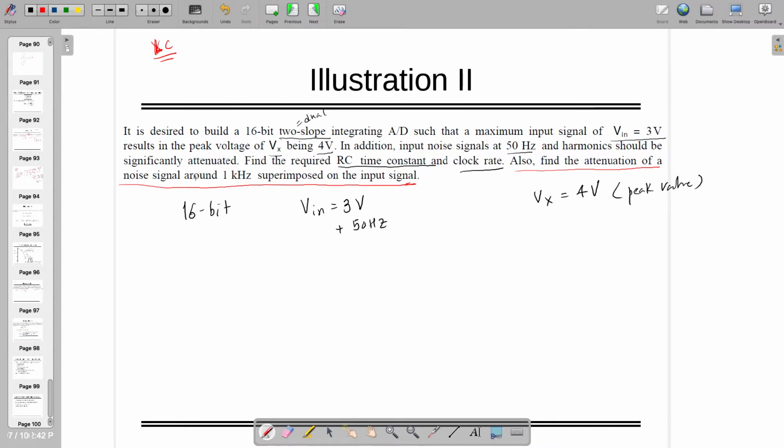So what do you think? Did you get something? Yeah. So T1 has to be 1 by 50 hertz, right? And that is going to give me R1 C1. But this is T1, so 20 millisecond. But T1 has to be equal to 2 raised to n times T clock. N is already known to us, so you can find out T clock.